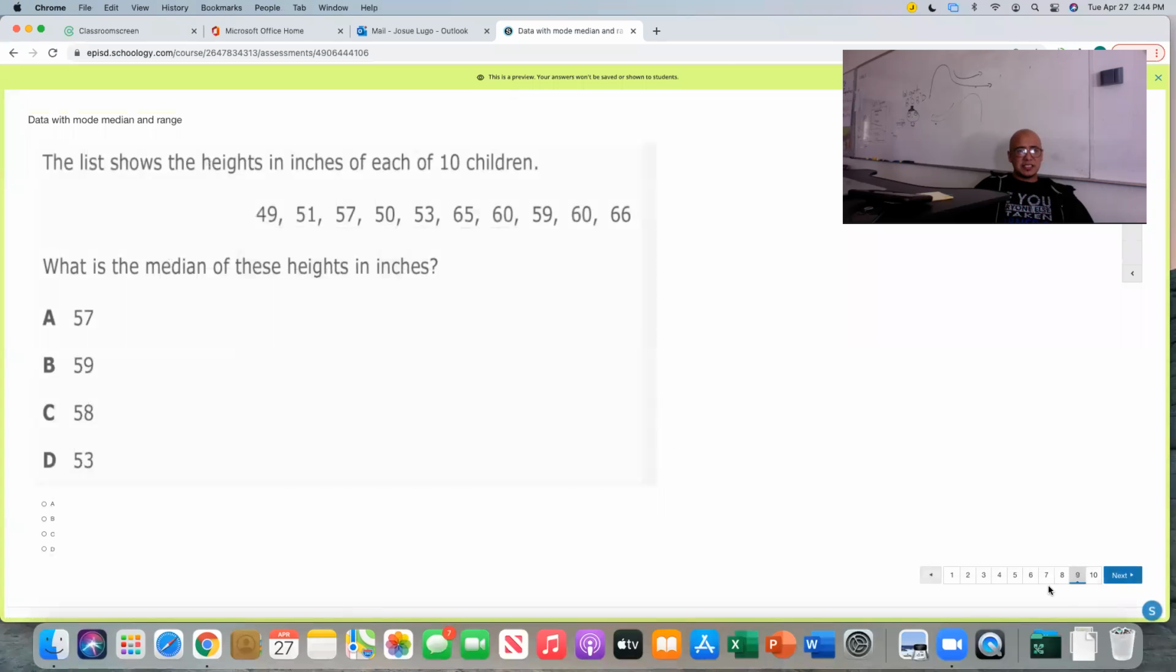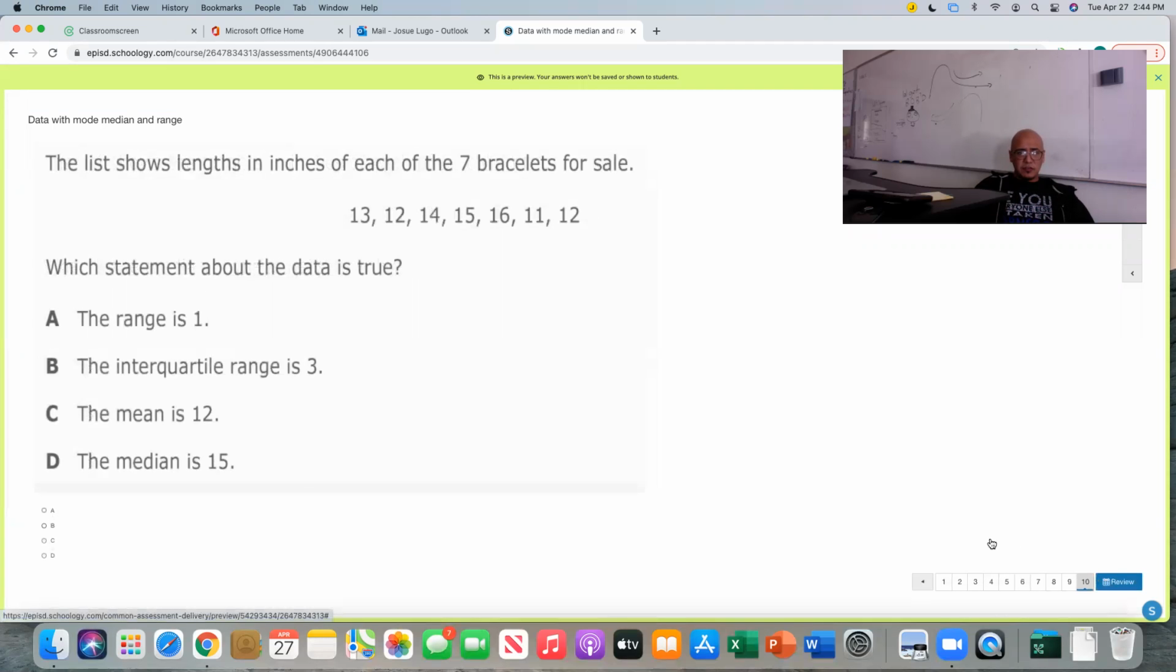And lastly, you guys can do this one on your own. They're looking for the median. Remember, you must organize them from least to greatest and then find the median. And for number 10, you are going to have to find the range, interquartile range, the mean, and the median, just to see which of these is correct, ladies and gentlemen.